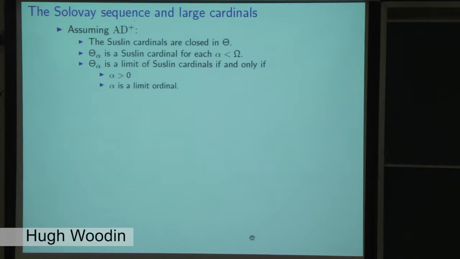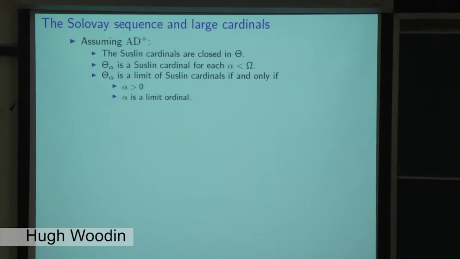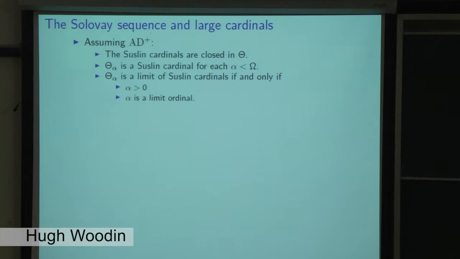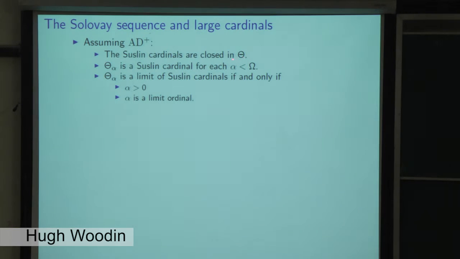Now, if you assume AD plus, the Suslin cardinals are always closed below theta. A cardinal kappa is a Suslin cardinal if there's a tree on kappa that represents a set of reals that can't be written as a projection of a tree on any smaller cardinal. So omega is a Suslin cardinal, omega 1 is a Suslin cardinal. So they're always closed below theta.